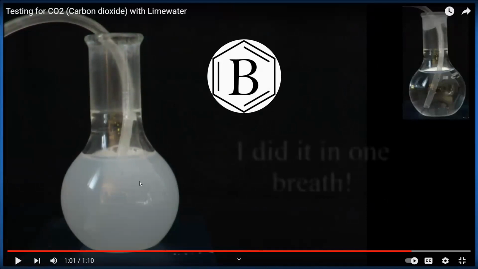Cloudy and milky, okay? And all he did was breathe into the thing. You're going to be giving off carbon dioxide because, well, we give off carbon dioxide. And so you see how milky it turns? It's kind of weird. It turns literally milky. That's crazy.